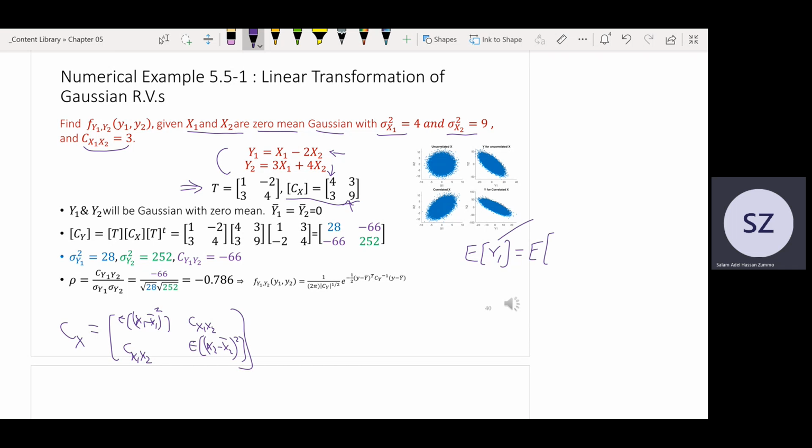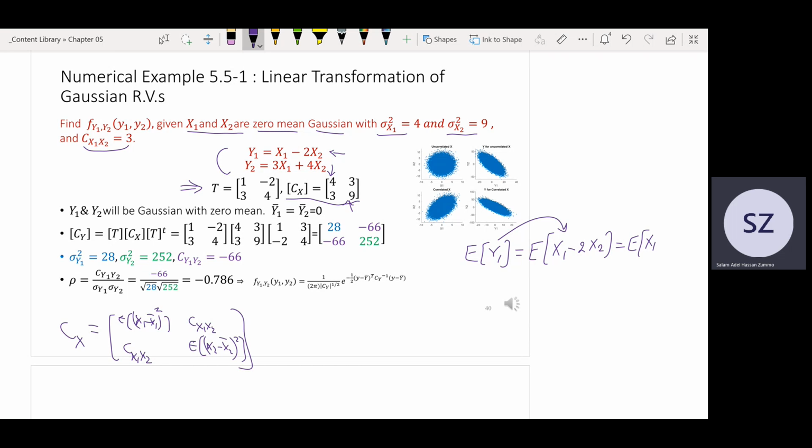How did we do this? Simply by, what is y1? We go back to the definition, right? What is y1? x1 minus x2. And as your friend mentioned, because this is linear, we can write this as expected.